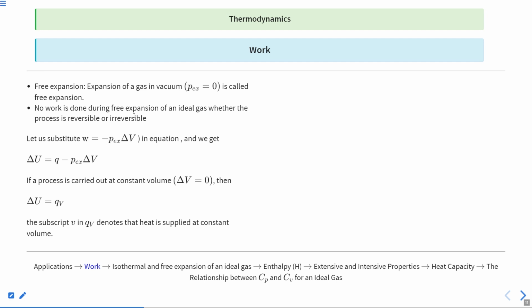Now this is the second scenario. The first scenario is we are taking delta V as 0, therefore work done is 0, and hence we are getting the final formula delta U is equal to QV, where QV is the heat exchange at constant volume. And the second scenario is that the external pressure is 0, and that is the reason we are getting no work done. And that is true for both reversible and irreversible processes.